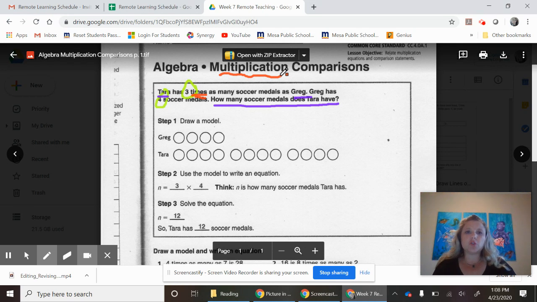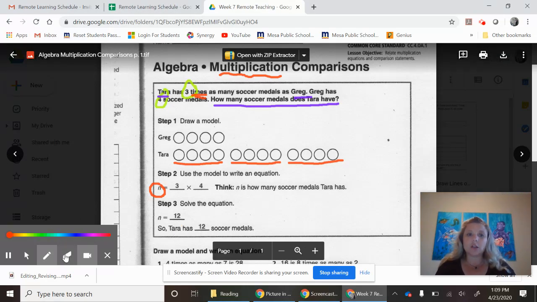Okay, so they want you to draw a representation. So we already know that Greg has 4 medals. So we have 4. Well, we know that Tara has 3 times as many, which means you need to have 3 pods of it. Here's 1 pod, here's the second pod, and then there's the third pod. Okay, so then you're thinking about an answer. Now remember, we don't know what the answer is. So you can use letters to represent this unknown answer. Okay, that's called a variable. So we have 3 times 4 is going to equal something. Now you guys all know what 3 times 4 is. So you know that n equals 12. So Tara has 12 soccer medals.